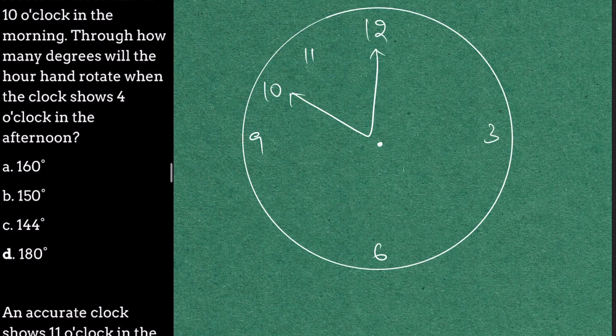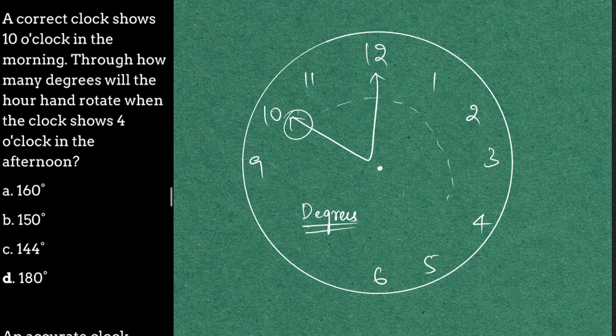So now they say from 10 to 4. So 4 would be somewhere here, straight opposite to 10. So let's say this is 1 and this is 2. This hour hand has to travel all the way and reach 4. So in that journey, how many degrees would it have covered? That is the question.